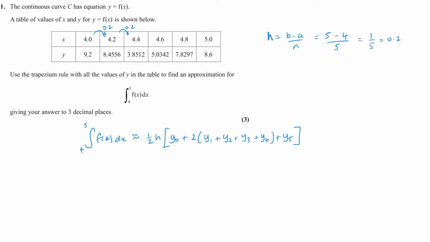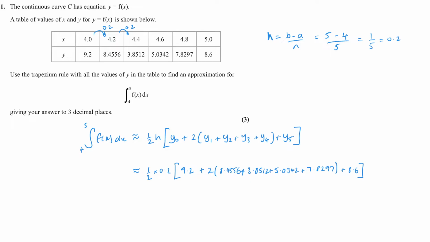And then it's just a matter of substituting into it. So a half times 0.2 times 9.2 plus 2 lots of 8.4556 plus 3.8512 plus 5.0342 plus 7.8297 and then plus the 8.6.